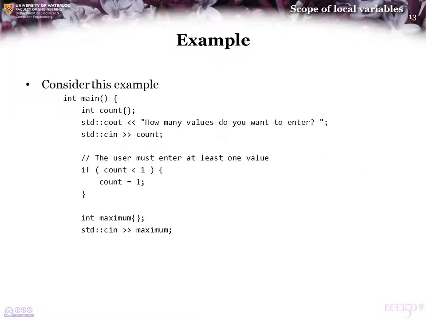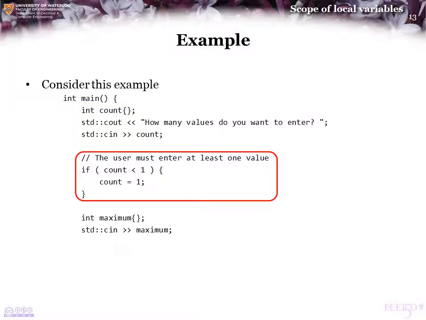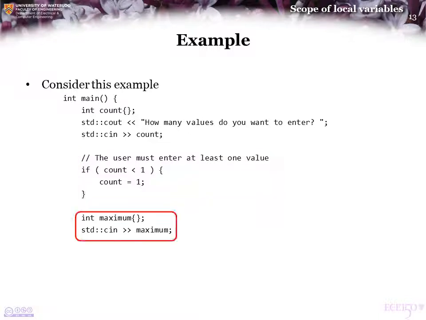To consider an example where using a local variable in a restricted scope is useful, consider this program. I'd like the user to enter a number of values, and I'd like to store the maximum of those values that were entered. Now, I'm going to require that the user enter at least one value, so if count is less than 1, I will just set count equal to 1. I will then have a local variable maximum, and whatever first value the user enters will be stored in this local variable.